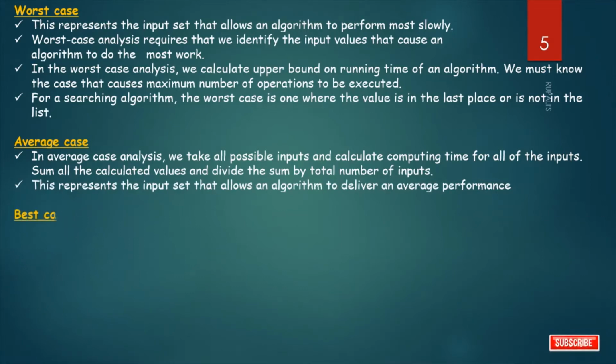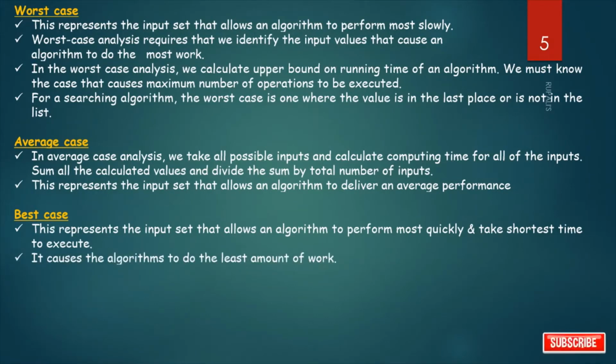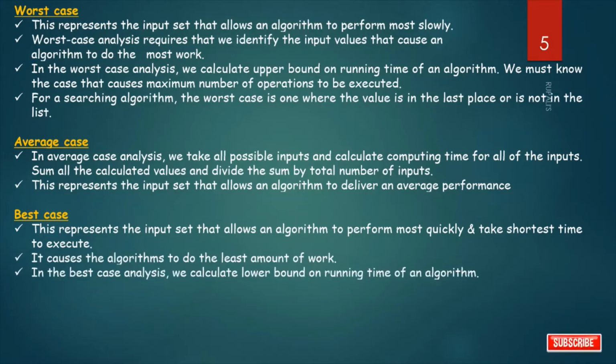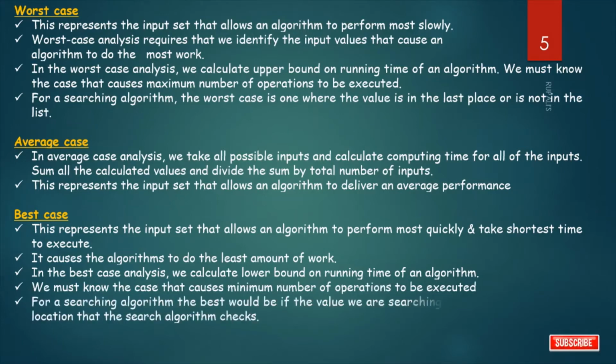Next, best case. This represents the input set that allows an algorithm to perform most quickly and take shortest time to execute. It causes the algorithm to do the least amount of work. In the best case analysis, we calculate lower bound on running time of an algorithm. We must know the case that causes minimum number of operations to be executed. For a searching algorithm, the best would be if the value we are searching for is found in the first location that the search algorithm checks.